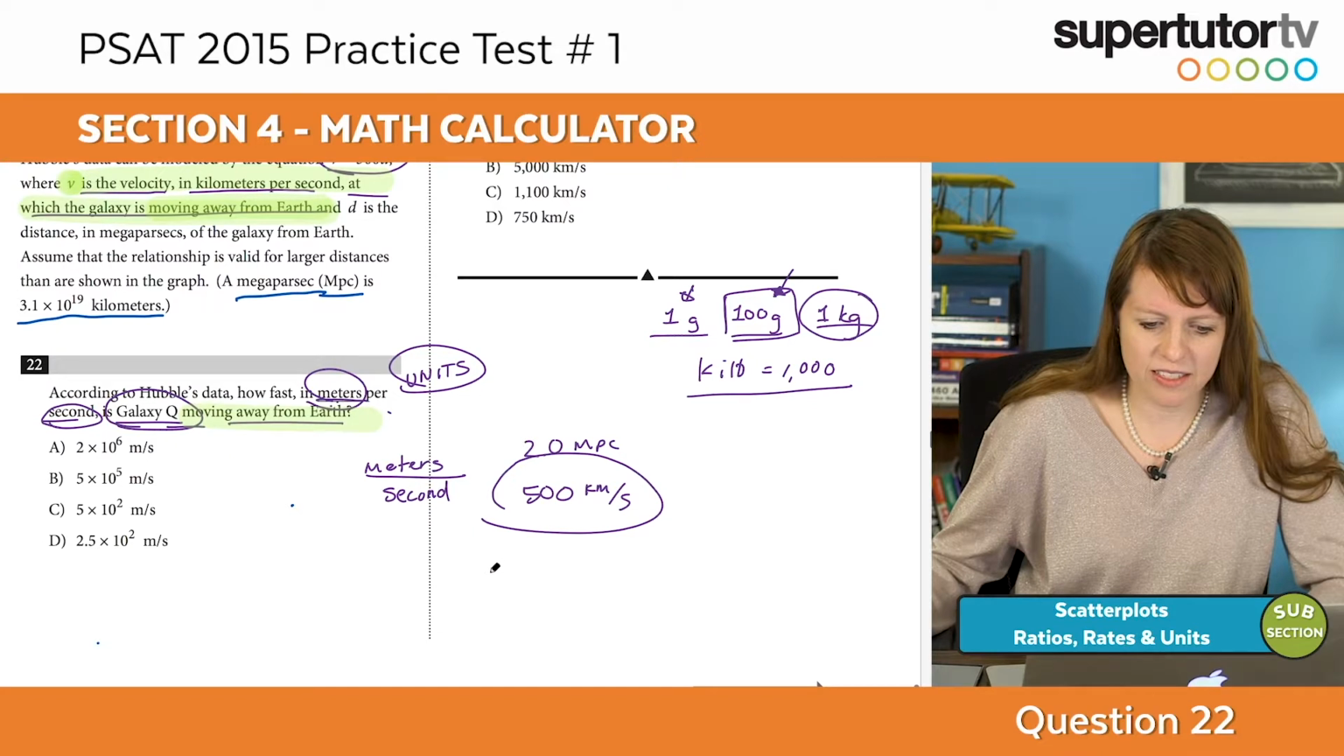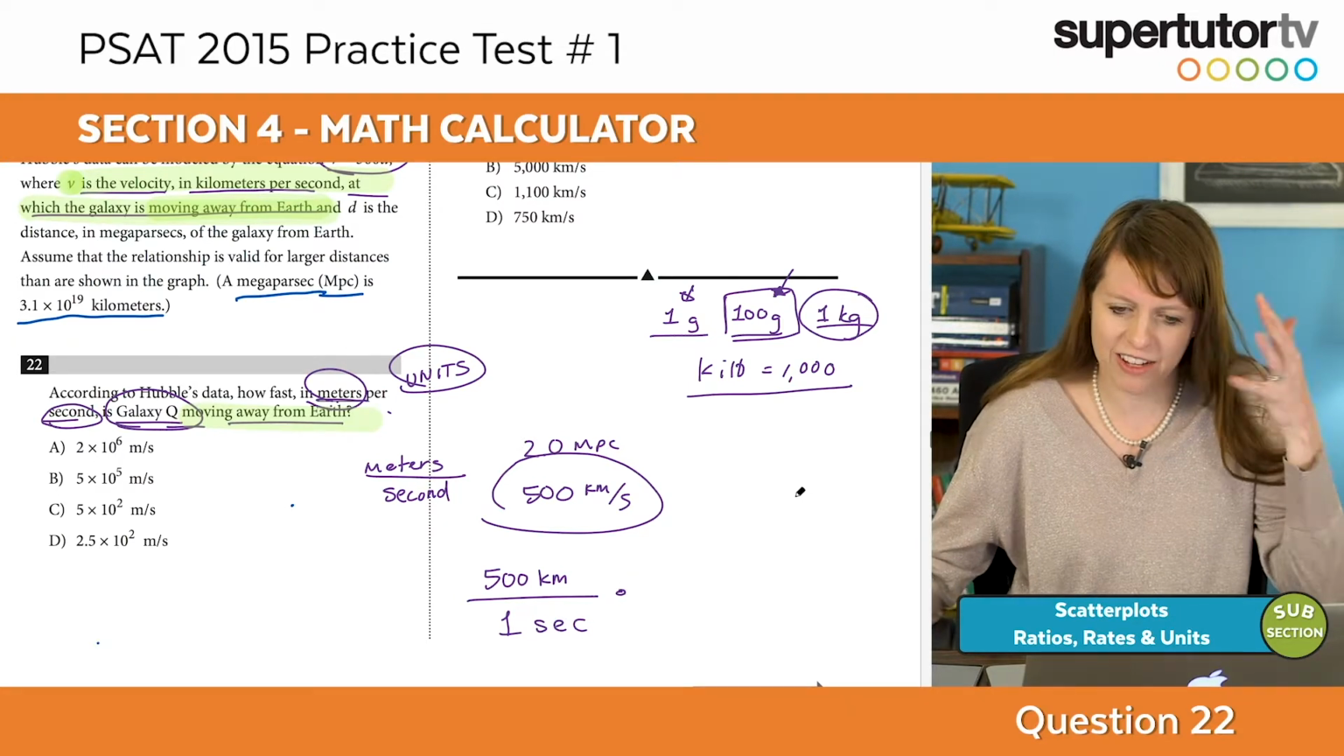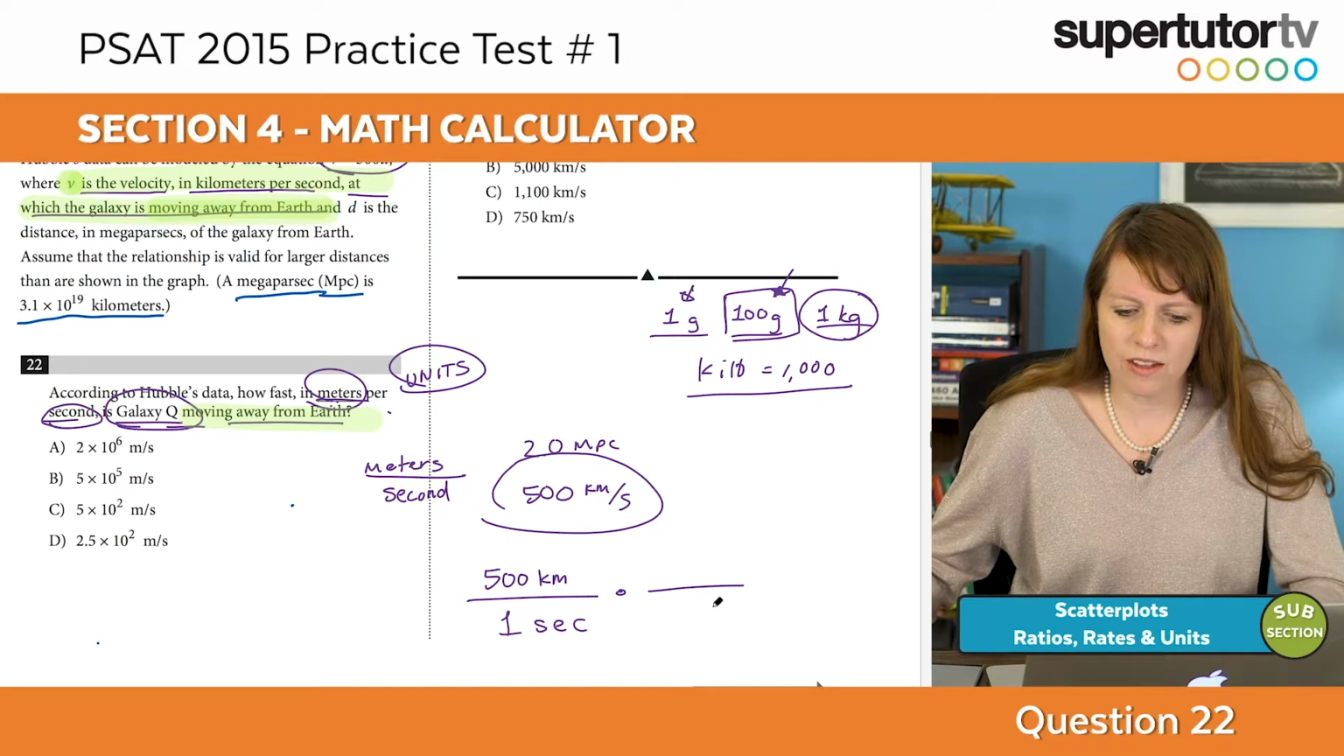So we're going to do it like this. I'm going to do 500 kilometers. Whenever I have per second, I like to rewrite it like this, separating out the kilometers and seconds. It makes it easier for me with my dimensional analysis mind. Next, I want the kilometers to cancel and turn into meters. So I have to think about how many meters are in a kilometer. Well, 1,000 meters are in a kilometer.